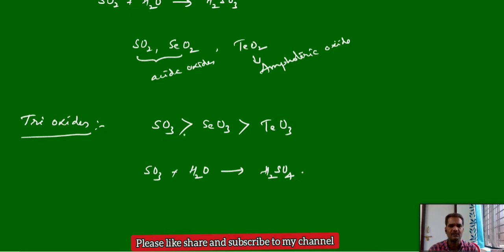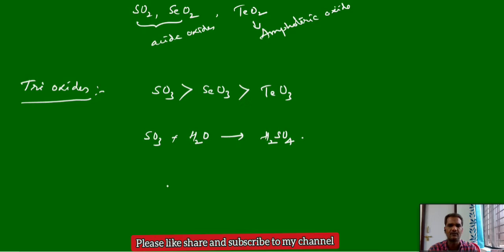Mostly they'll ask you about the acidic strength. And if you compare the acidic strength of dioxides and trioxides, let me take sulfur dioxide and sulfur trioxide. For the same element, the oxide with the higher oxidation state is more acidic in nature. So sulfur trioxide is more acidic than sulfur dioxide.